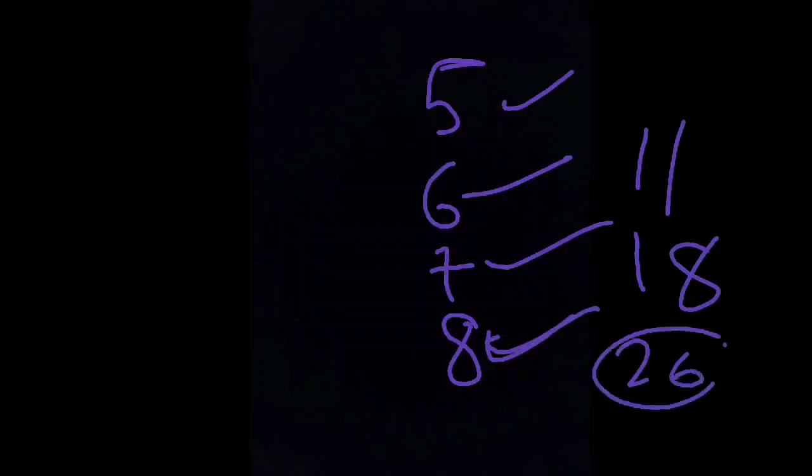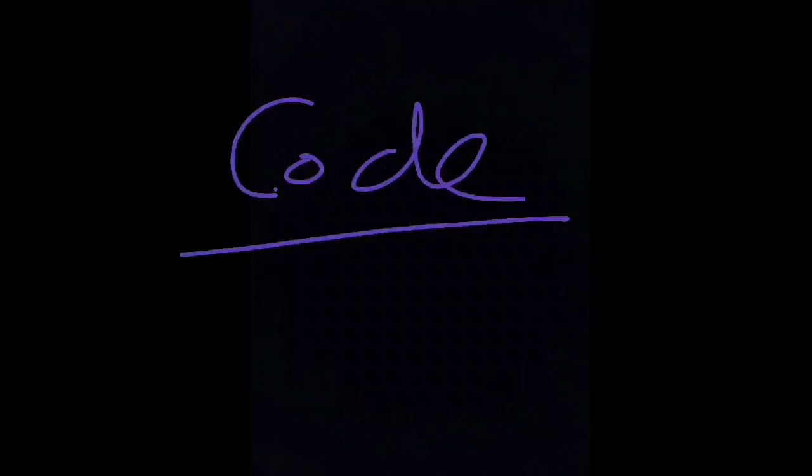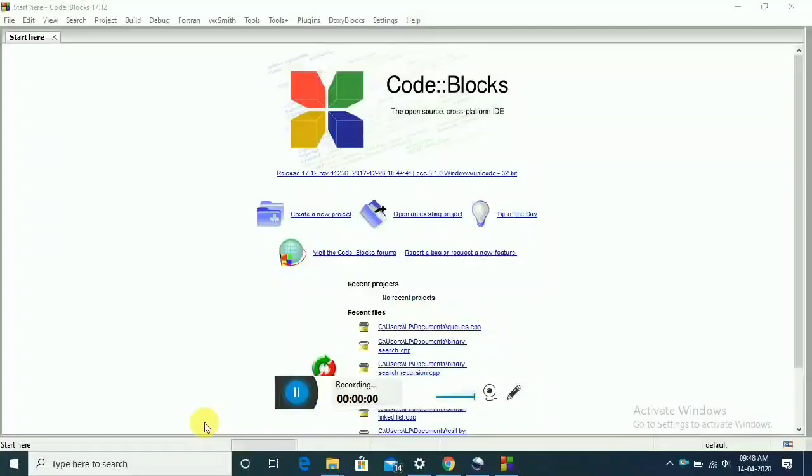Now let's check if this answer of 26 is mathematically correct or not. So 5 plus 6 plus 7 plus 8 we need to do. It's quite easy: 6 plus 5 is 11, and we add 7 to it, it's 18, and 18 and 8 is 26. So yes, we are correct in this. Now let's see in the code what actually is happening. So let's move to the code.